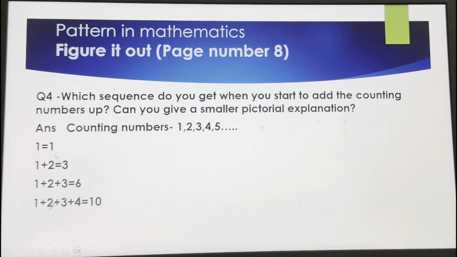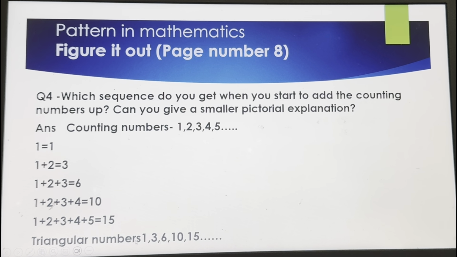Right? So you remember what are these numbers? 1, 3, 6 and 10. This also is a series we have seen earlier. They are triangular numbers, right? Triangular numbers. 1, 3, 6, 10, 15. So when you are adding counting numbers up, you are getting triangular numbers. Now let us see the picture and try to understand how you are getting this.